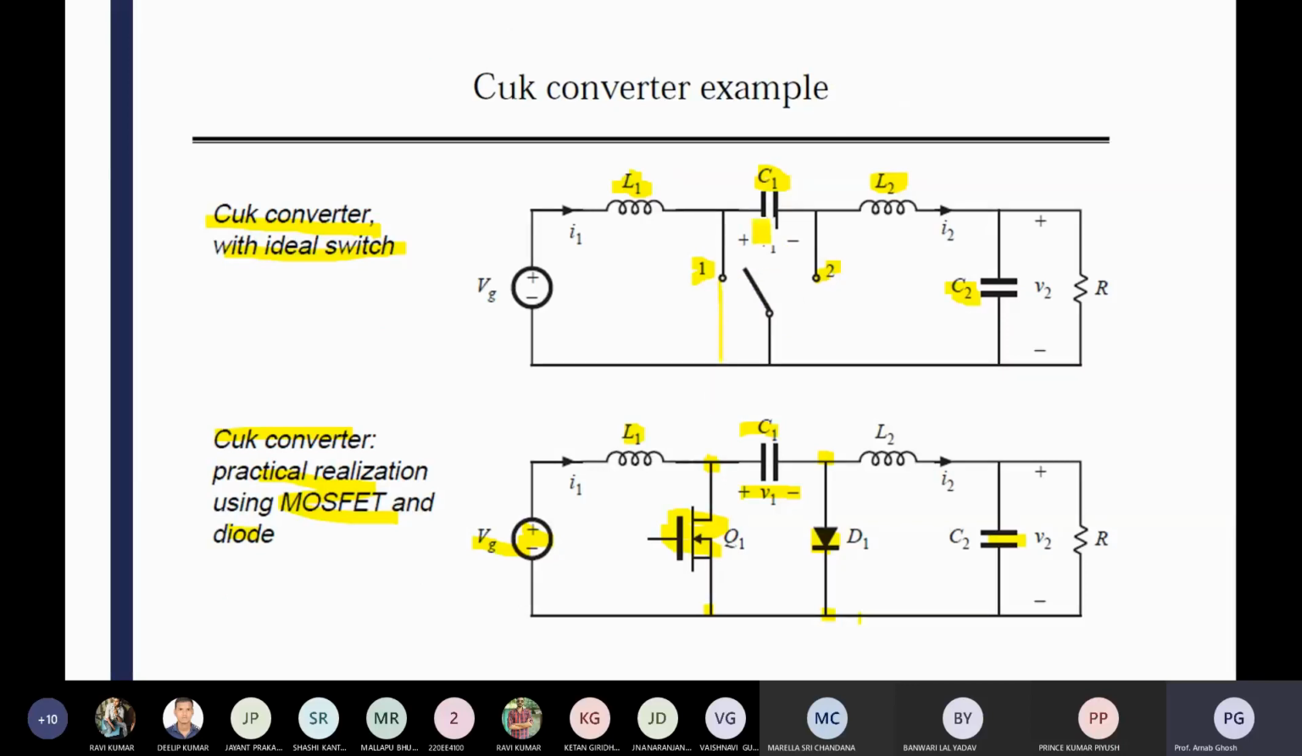So if that path is short circuited, you can consider that this point will be connected here. Not forcefully, automatically it will be connected. So minus will be upper side and plus will be lower side, similarly as per the previous convention. Are you getting it?